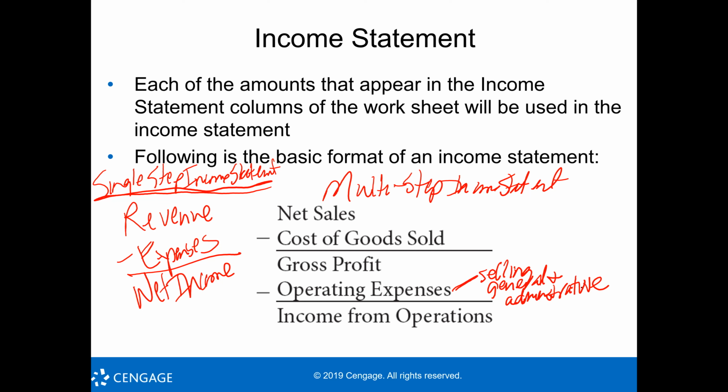To get then income from operations, which we could also call net profit. So when we think about gross profit versus net profit, gross profit is before we subtract out any operating expenses. Net profit is after we subtract out operating expenses. We also call that income from operations.